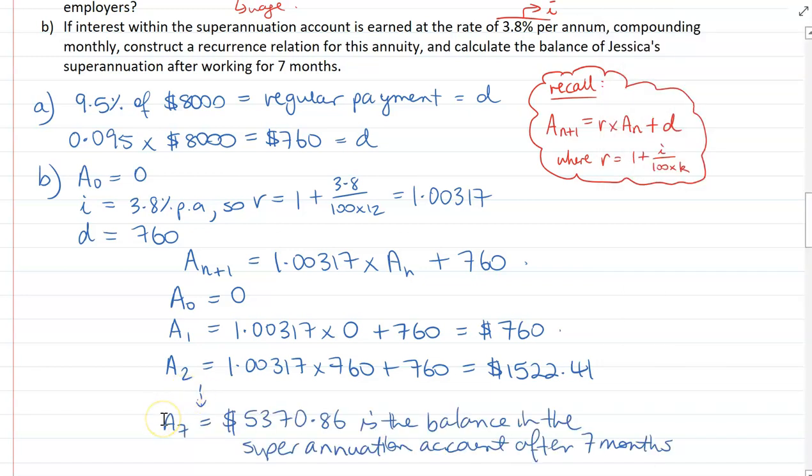Okay, and this is all you would need to show for working, because as long as we can see that you're demonstrating the calculation, showing us that you're repeating that calculation is just fine. So by the end of the 7 months, Jessica will have $5,370.86 in her superannuation account.